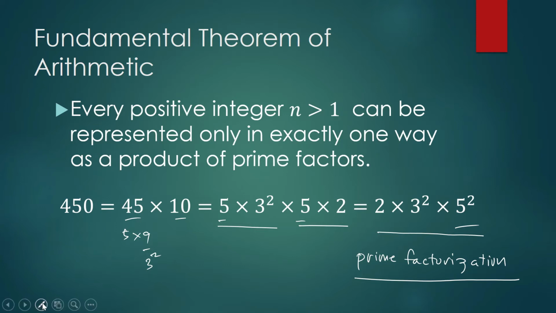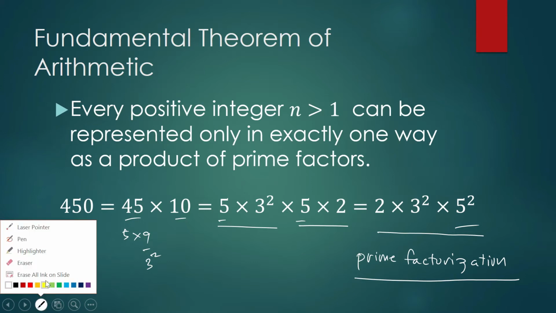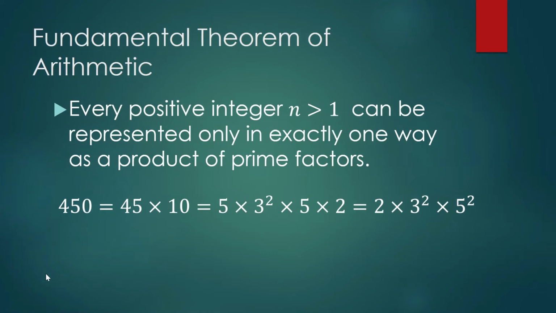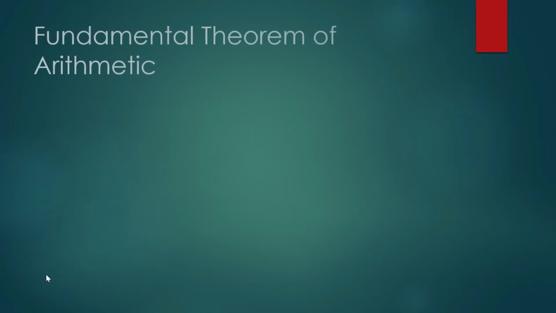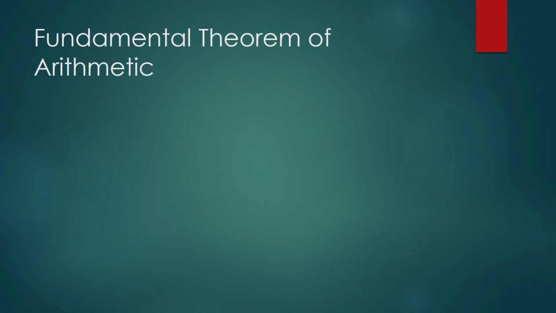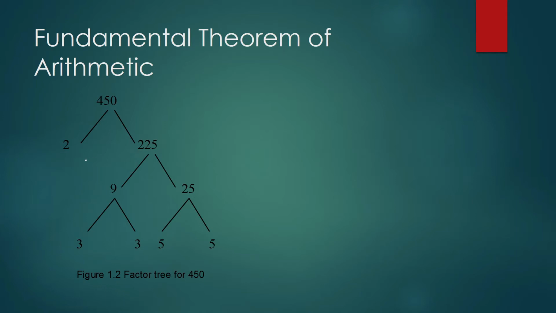You had been doing this since grade school, although this may not be the way you are writing out the complete factorization of an integer. This is what you did when you were in grade school. You are given 450, and your teachers told you to produce a factor tree. So 450 is equal to 2 times 225. 225 is equal to 9 times 25. 9 is equal to 3 times 3. And 25 is equal to 5 times 5. So this was how you produce the complete prime factorization of 450.